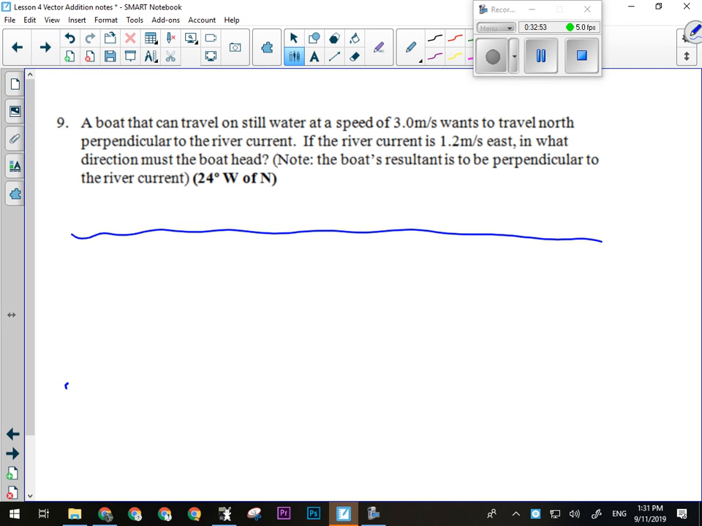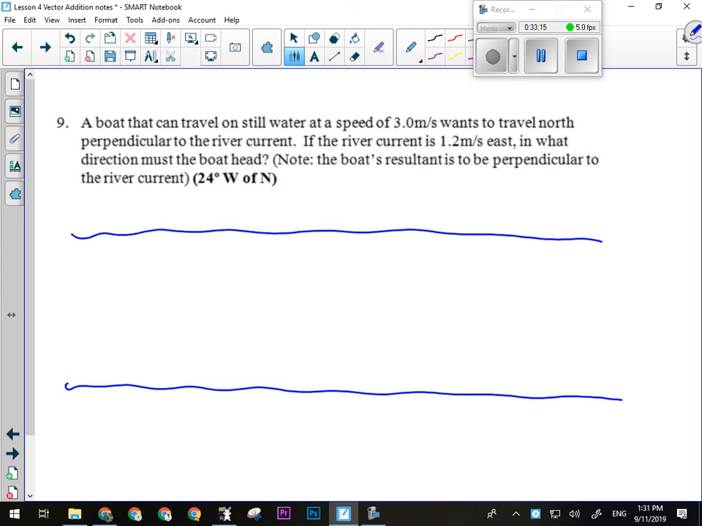Okay, so we've got our river here. A boat can travel on still water at a speed of 3 meters per second. That means that's the maximum speed of the boat, as fast as the boat can go. And it wants to travel north perpendicular to the current. If it wants to do that, that means it's going to end up going north, because that's what it wants to do.